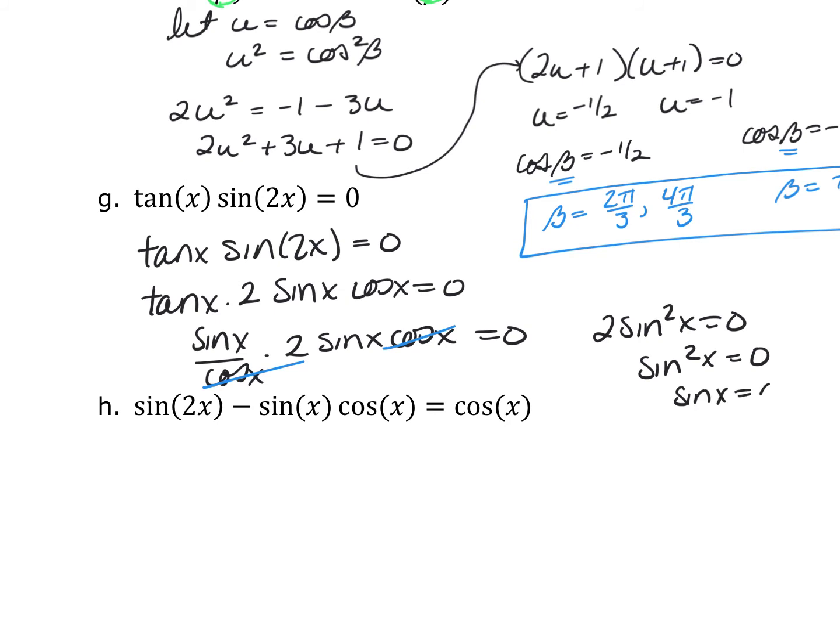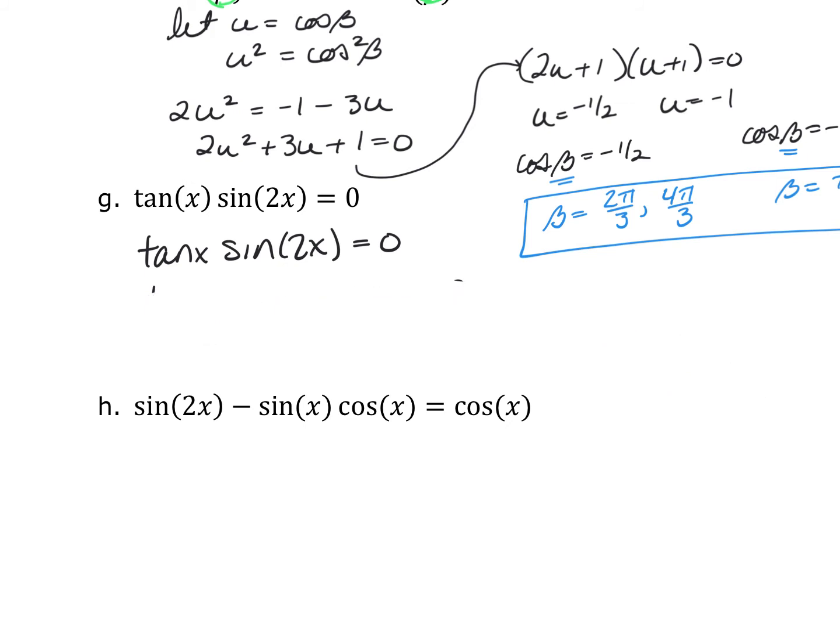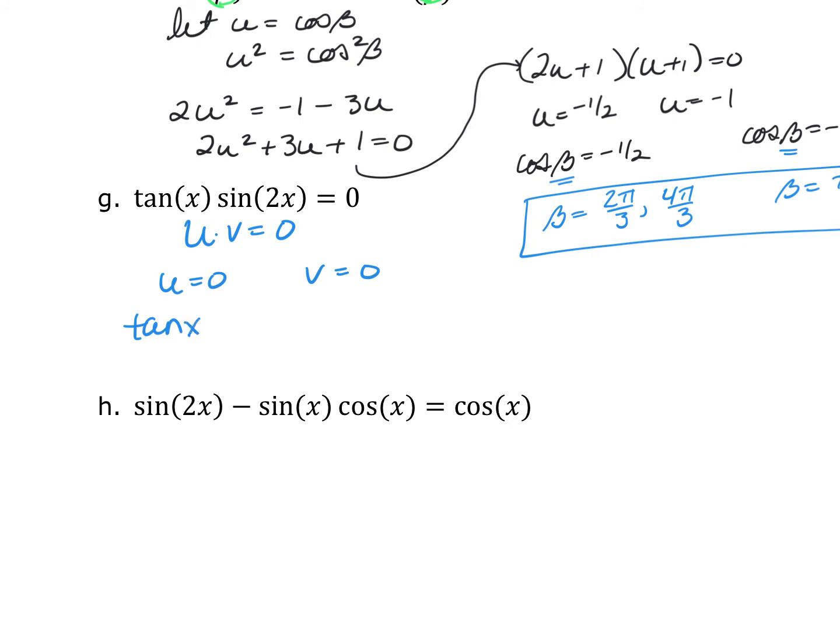Now here's the problem. You eliminated a solution. Sure, you have the identities that allow you to do that, but when you do that, you have lost a solution. This is more like of the form u multiplied by v is equal to 0. That means that u is equal to 0 or v is equal to 0 or both. So what I really have is the tangent of x is equal to 0 and the sine of 2x is equal to 0. So I know the tangent is equal to 0 when x is at 0 and when x is at pi.